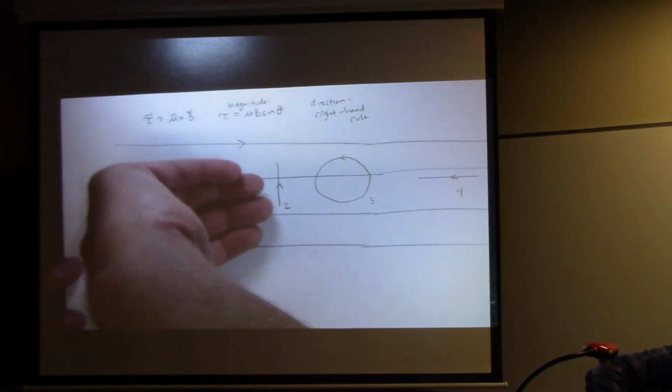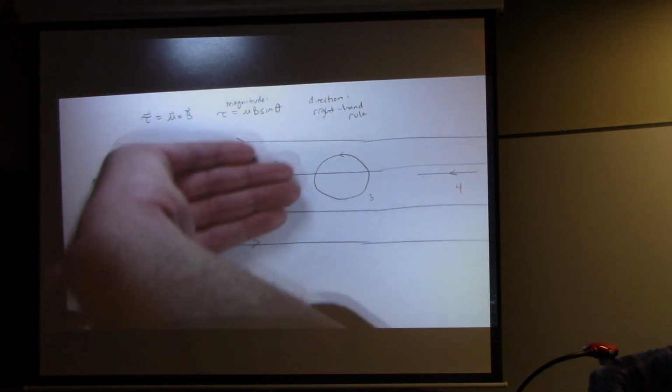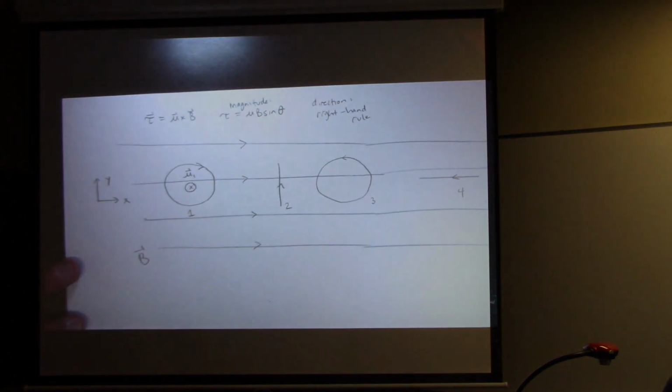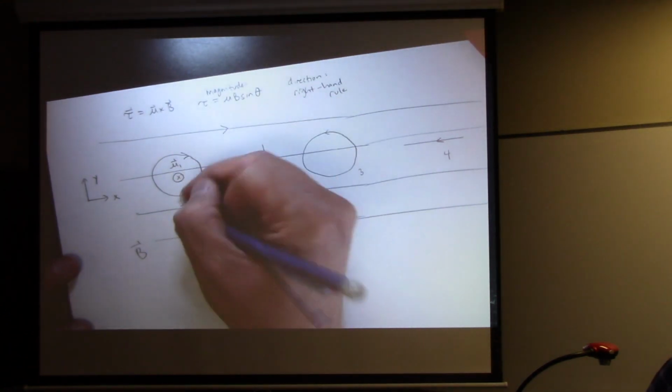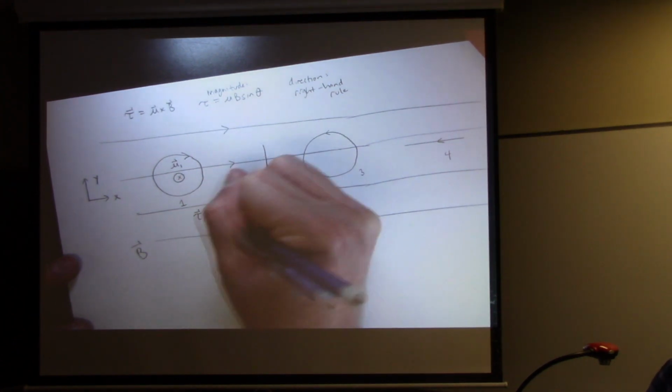So, okay, my mu vector is going into the page. I have to then curl my fingers in the direction of B, and now my thumb is pointing, this is really hard to show you, it's pointing down. Okay? So torque number 1 is down.